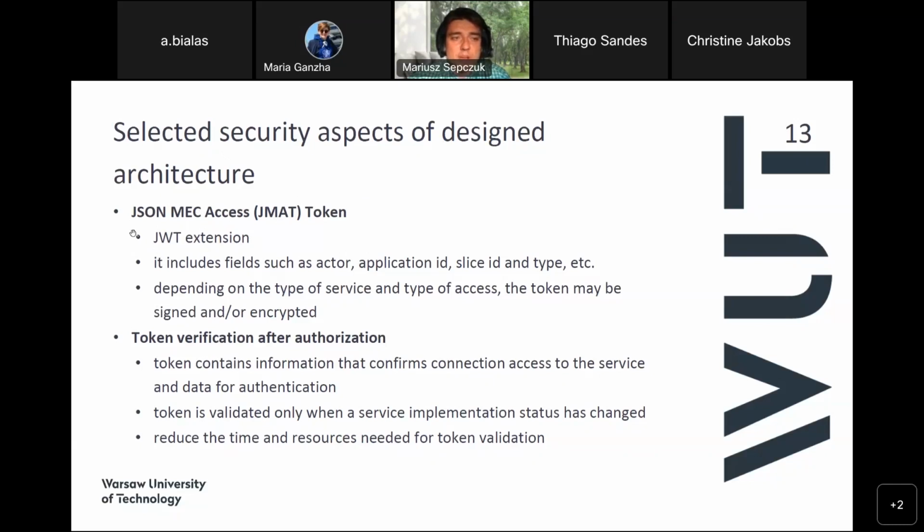This JMAT token includes fields such as actor, application ID, slice ID, and of course it can be extended. And what is even more important, this token can be signed and encrypted using a specific cryptographic algorithm, depending on the type of the service and the type of access to this service.